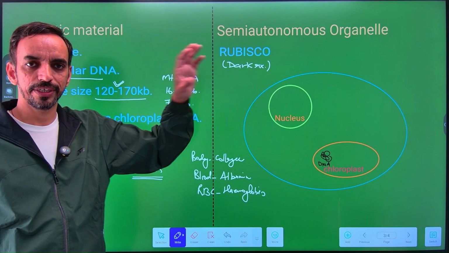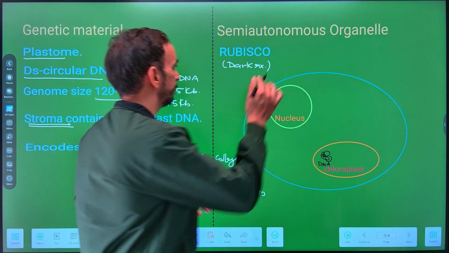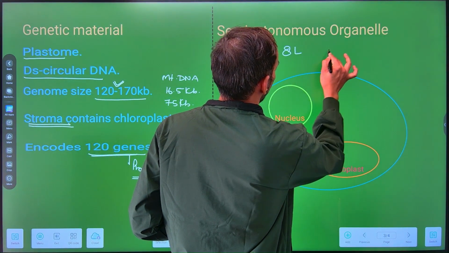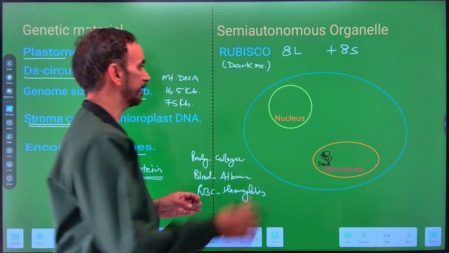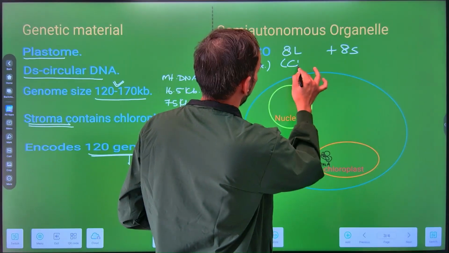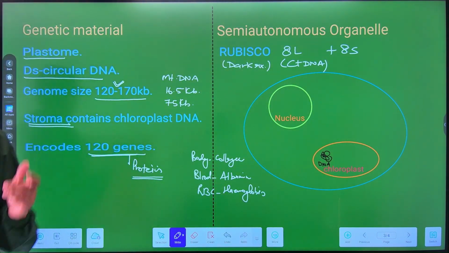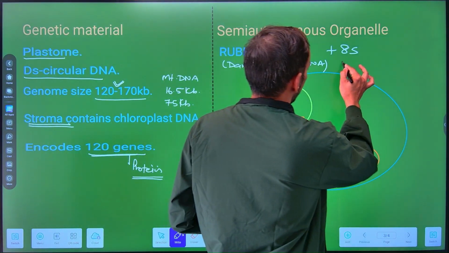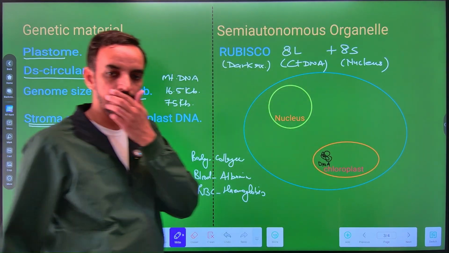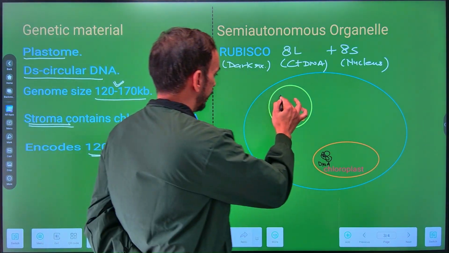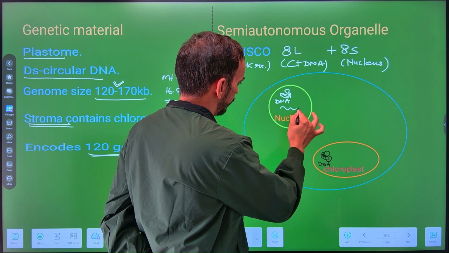So, RUBISCO is the most abundant protein on the earth's crust, an important enzyme of the dark reaction. It is made up of 8 large and 8 small subunits. The 8 large subunits are the catalytic units, which are encoded by the ctDNA, that is chloroplast DNA or the plastome, while the 8 smaller subunits are encoded by the nucleus, or the nuclear genome.